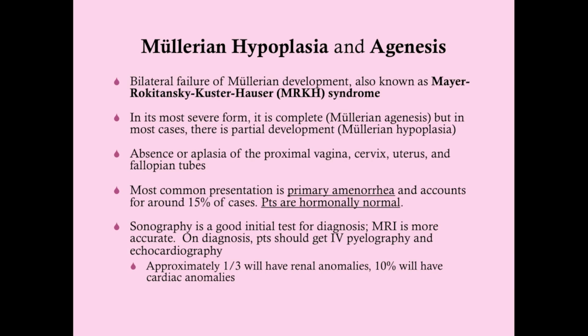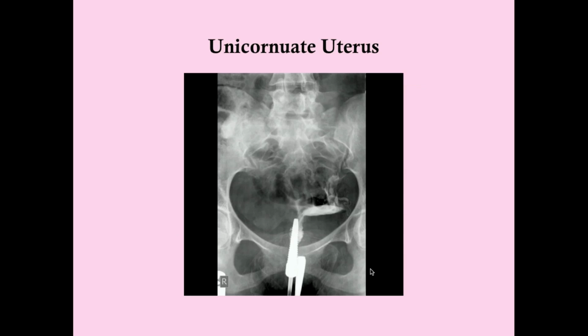You'll look for the uterus, you won't find one. You won't find fallopian tubes, but you will see ovaries. MRI is more accurate, of course, you're going to see more. On diagnosis, once you make the diagnosis of MRKH syndrome, you should get intravenous pyelography because these girls tend to have renal anomalies. You should also get an echocardiogram. Why? Because approximately 10% will have cardiac anomalies as well.